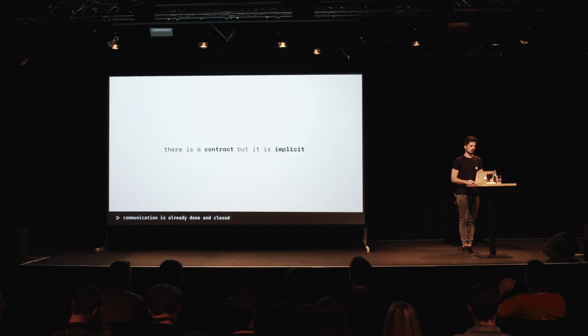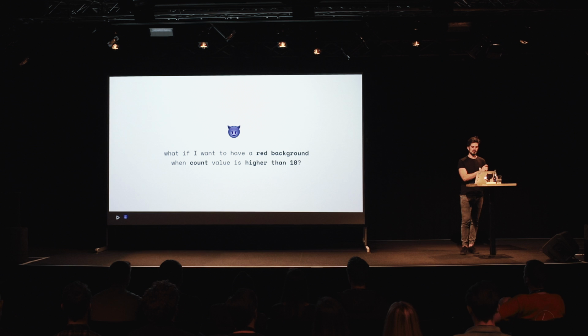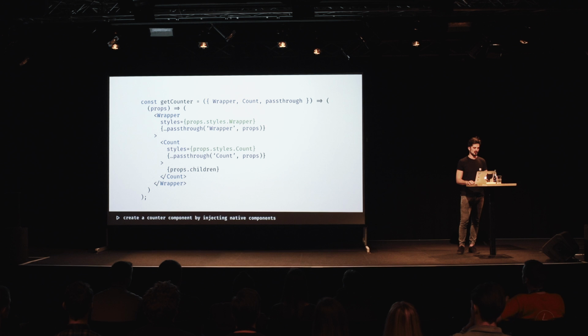So we have to have some way to reverse that so we can decide how those components are going to communicate with each other. And to show you the problem in a more straightforward way, let's be evil. What if I want to have a red background for my counter component when count value is higher than 10? That's a super weird customization, right? Because it depends on the count value. But the problem is that the background node is not taking the count property. So how can we explicitly say to that factory function, you have to get the count property and pass it to the wrapper component? And the solution for this is to use what I call the pass-through function.